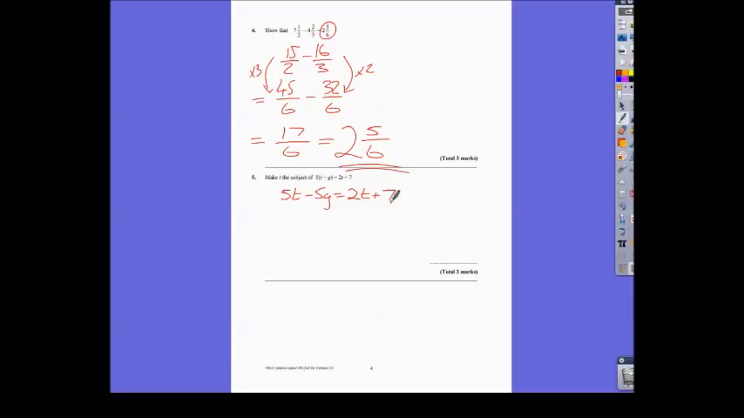I then want to get the t's on the same side, so I'm going to take 2 t's off both sides. So that'll give us 3t minus 5g equals just 7. So I've taken 2 t's off both sides. I now want to get the t's on their own, so I'm going to get rid of that minus 5g by adding 5g's. So I will get 3t equals 7 plus 5g. And just to get t on its own, I want to divide by 3. So that's 7 plus 5g over 3 is our final answer.